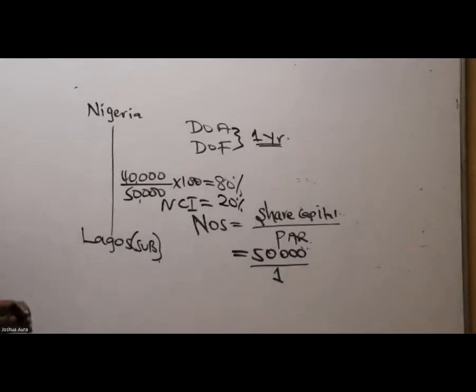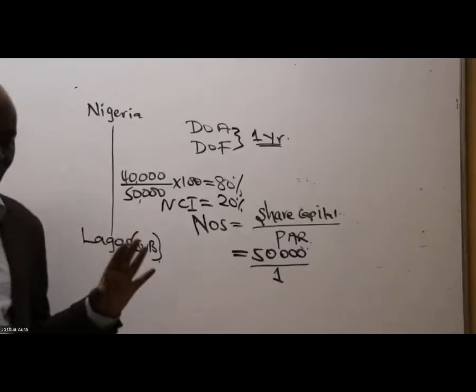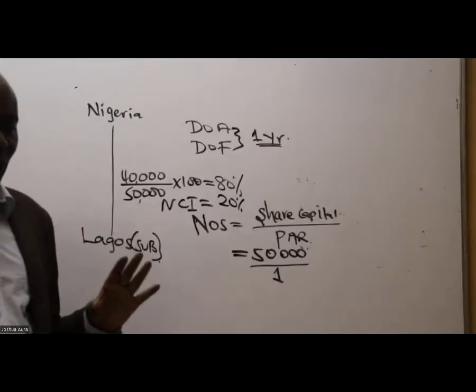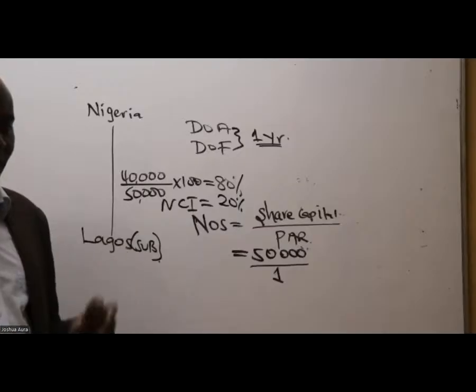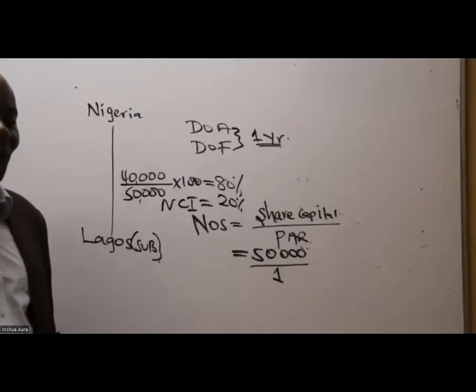That is it. Now, ladies and gentlemen, after doing this group structure, what do you think will be the next thing to be done? Please give me the next step. Goodwill? No. Pro forma. Go to the pro forma statement, not the PAP.